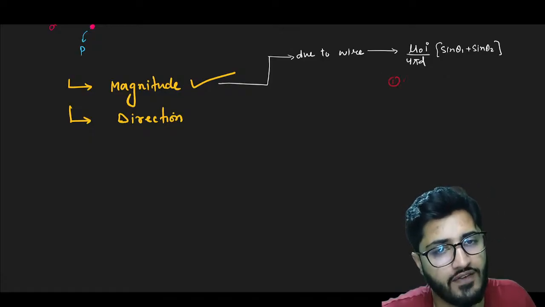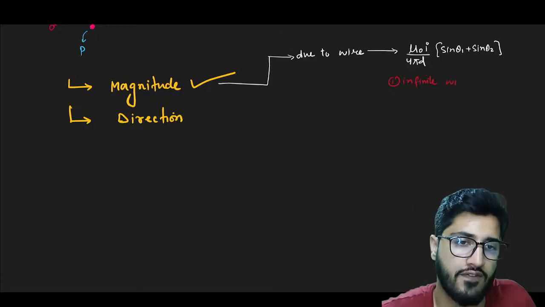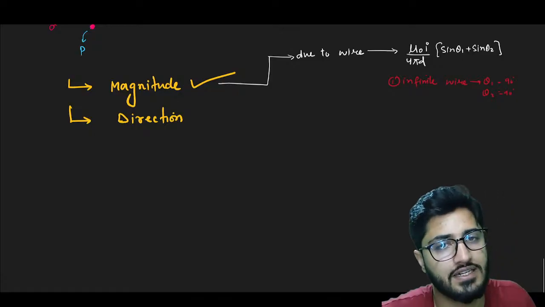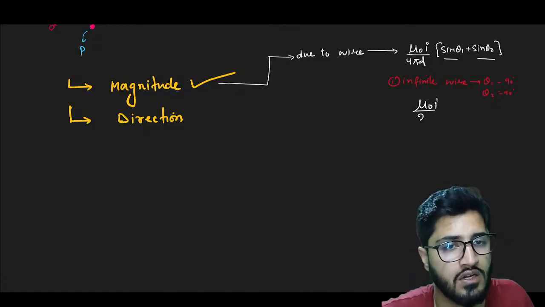First case, if we have an infinite wire. Infinite wire means theta 1 and theta 2 both equal 90. Now place 90. It is sine 90 plus sine 90. Sine 90 is 1, 1 plus 1 is 2. So you will get the answer mu naught I by 2 pi d only.